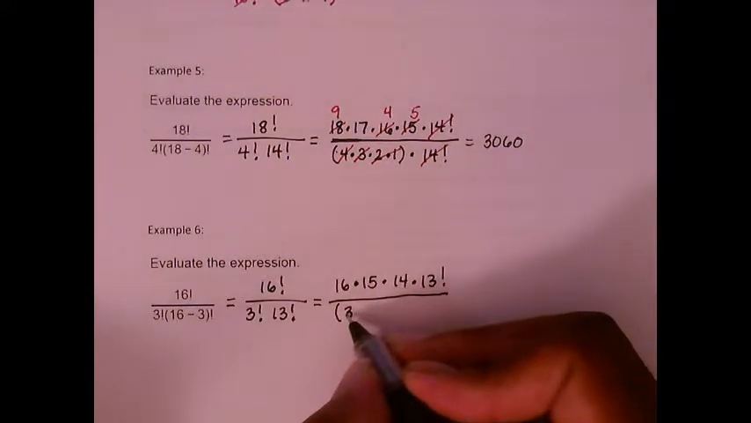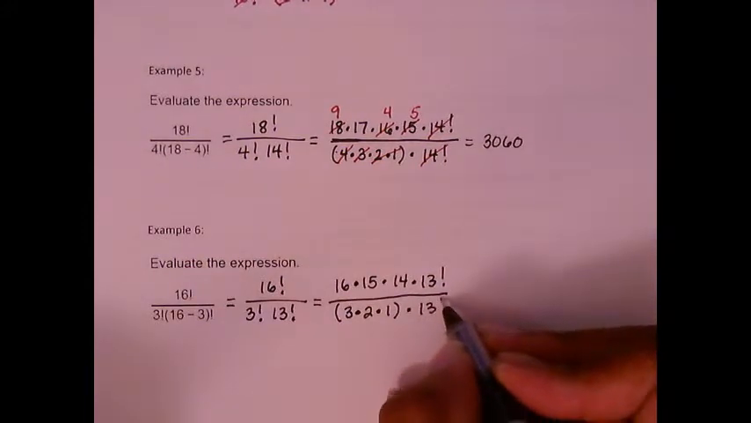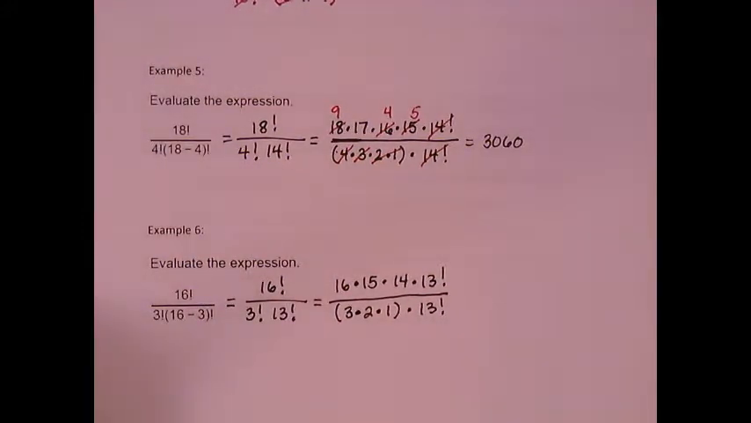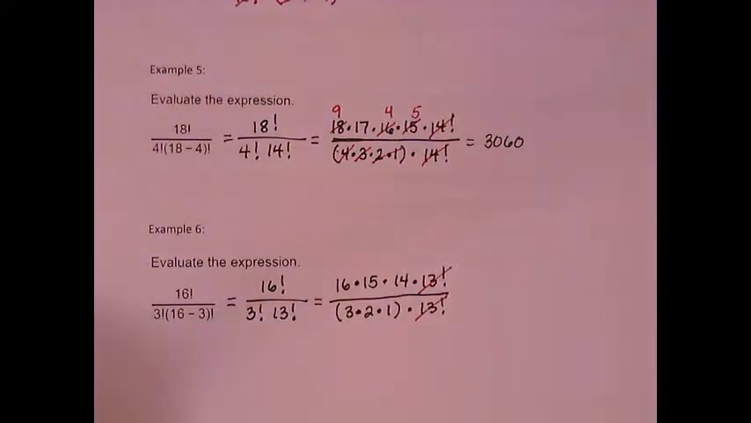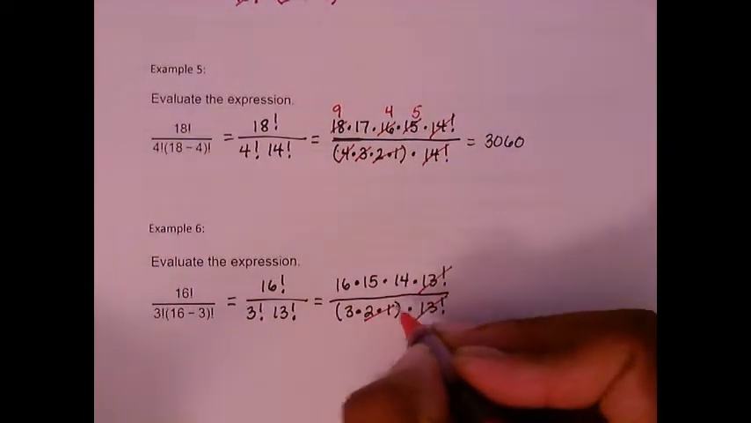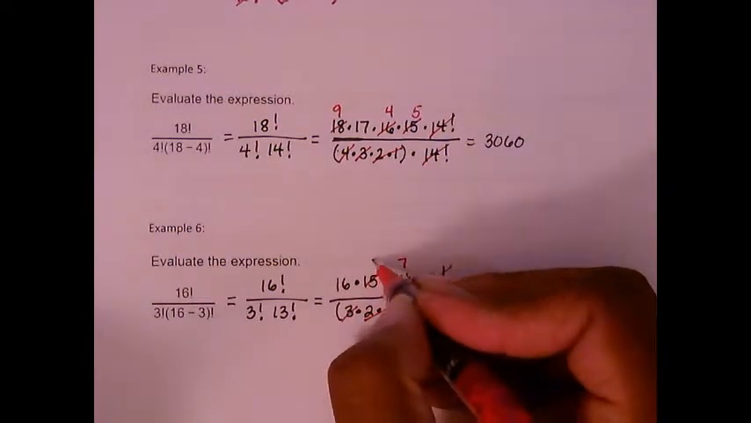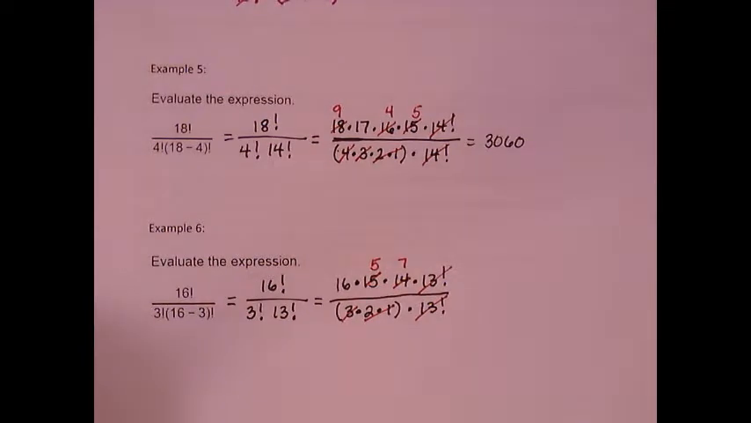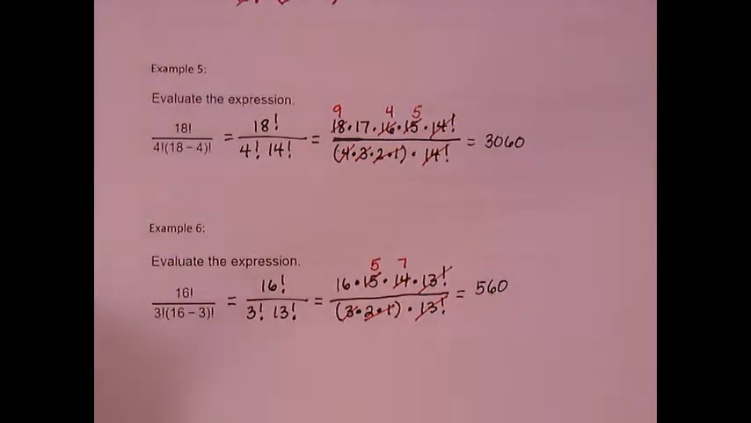I'm going to expand the 3 factorial as 3 times 2 times 1. Bring that 13 factorial over. You're going to see that the 13 factorials divide out. And 2 times 1 will be 2. That 2 goes into 14 7 times. This 3 can go into 15 5 times. So I'm going to have 16 times 5 times 7, which will give me a final answer of 560.